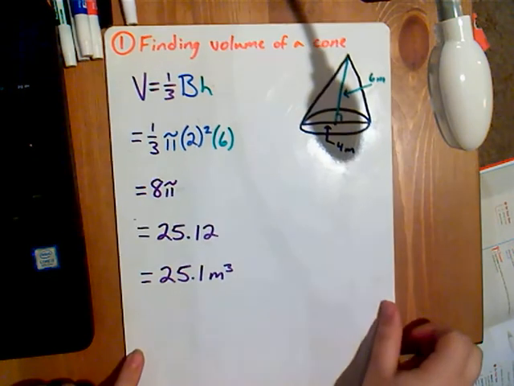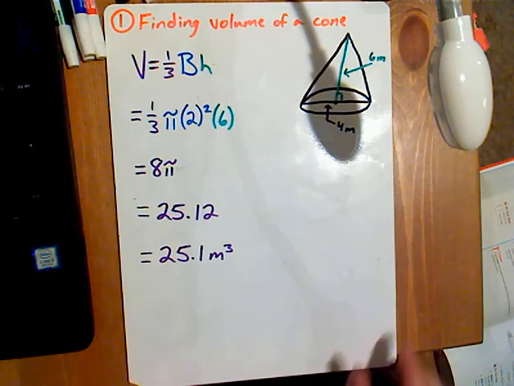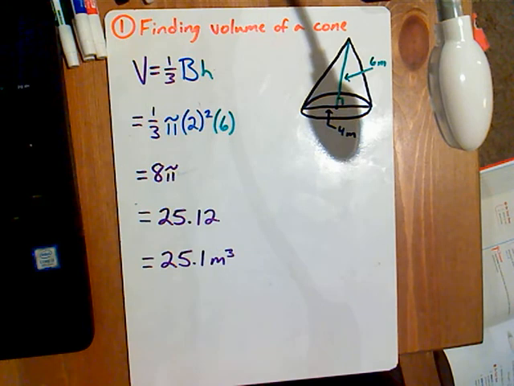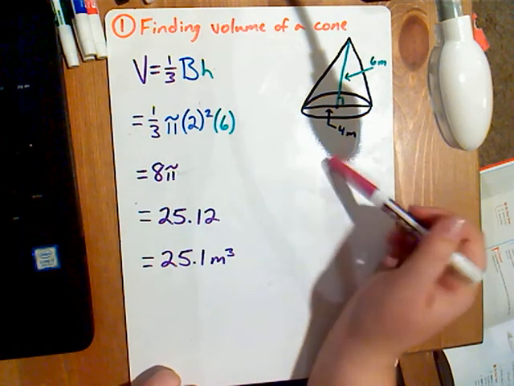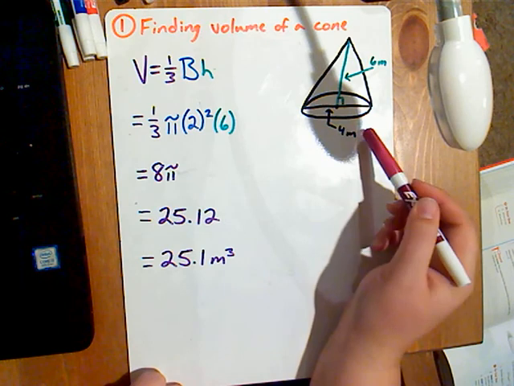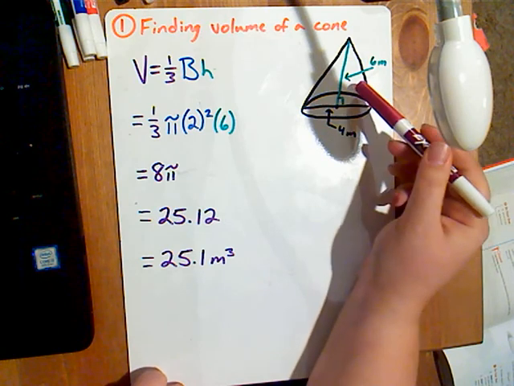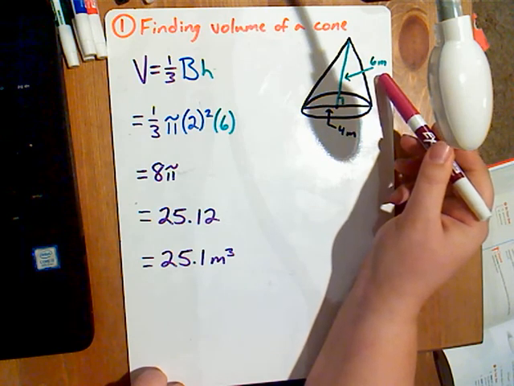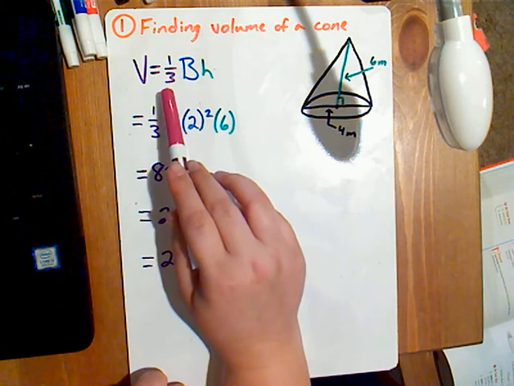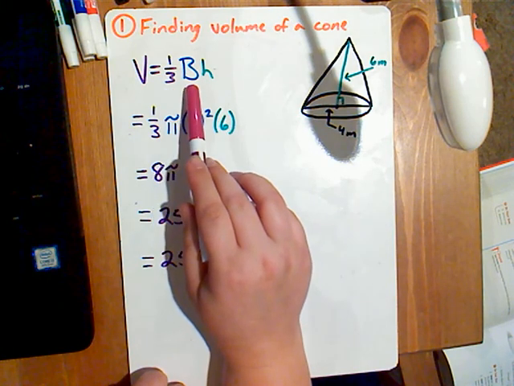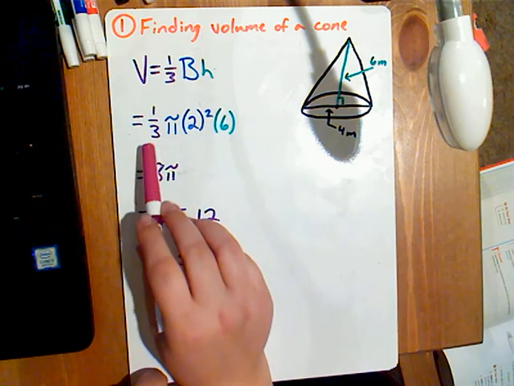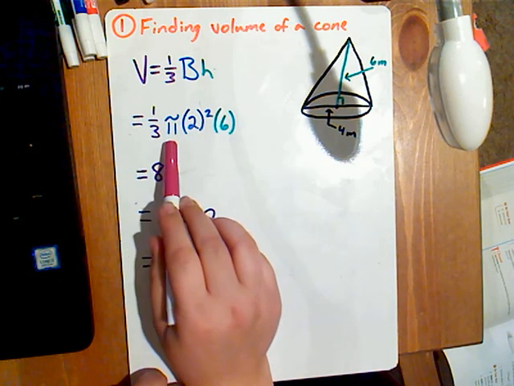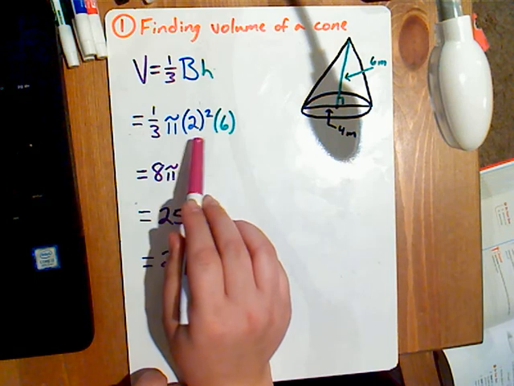All right, so our first example is finding volume of a cone. So we've got a cone here. It has a diameter of 4 meters and it has a height of 6 meters. So we've got 1/3 area of the base times the height. Okay, so 1/3, remember pi times the radius squared.